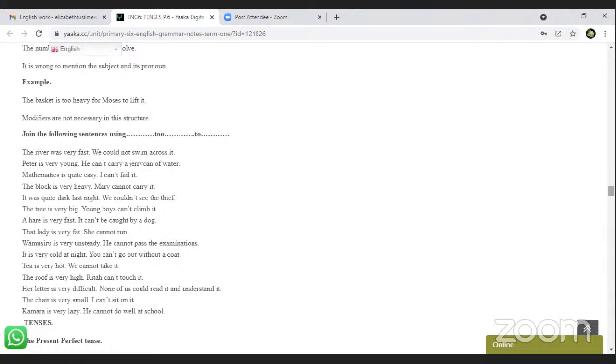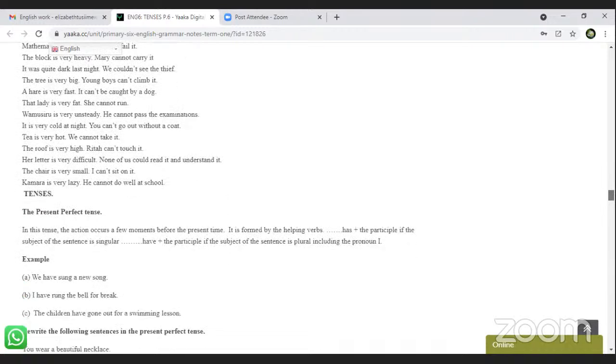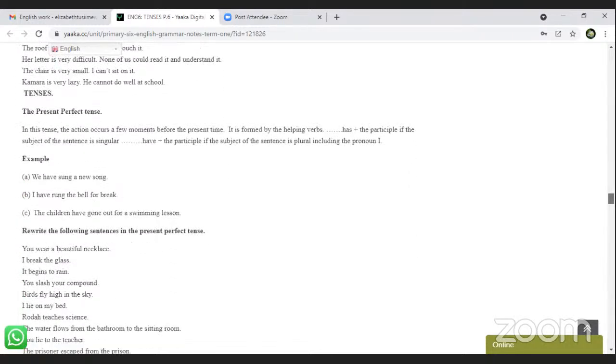Then we have the present perfect. In this tense, the action occurs a few moments before the present time. It is formed by a helping verb has or have plus the participle. If the subject is singular, you use has. If the subject is plural, you use have.